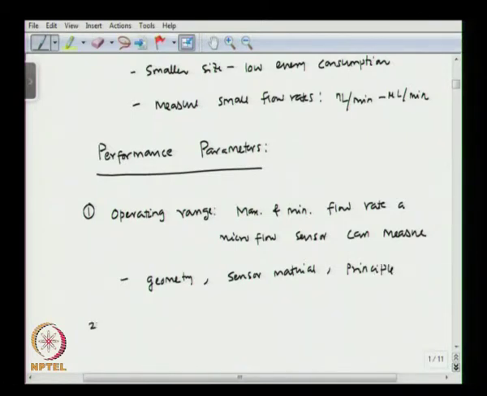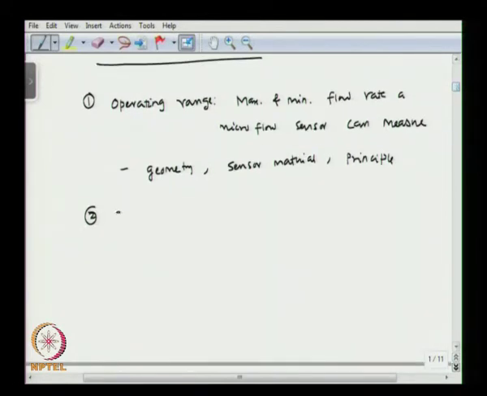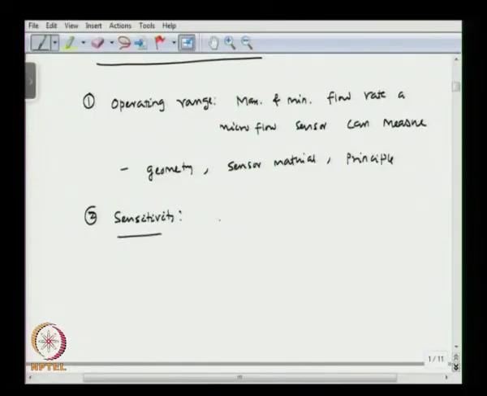The second parameter is sensitivity. Sensitivity is defined as the change in the output voltage for a given change in the flow rate. So, the sensitivity S is defined as dV over dq. Now, this is for a linear case when output is linearly dependent on the flow rate.